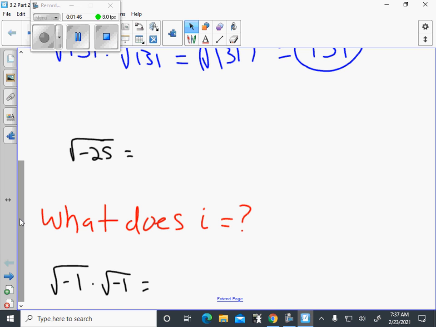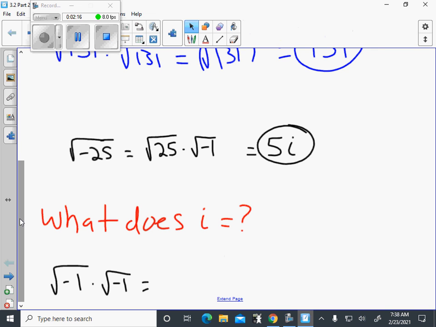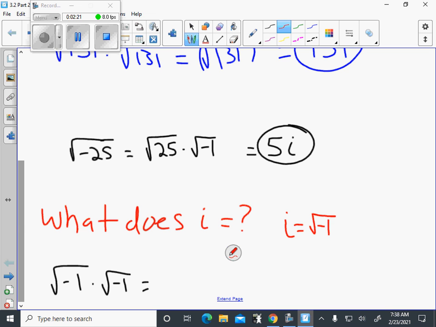Now a little bit of review from 3.1 part 1. What is the square root of negative 25 equal to? Well, it's equal to the square root of 25 times the square root of negative 1. What's the square root of 25? That's 5. The square root of negative 1 is equal to i. And that answers our next question. What does i equal? i equals the square root of negative 1.